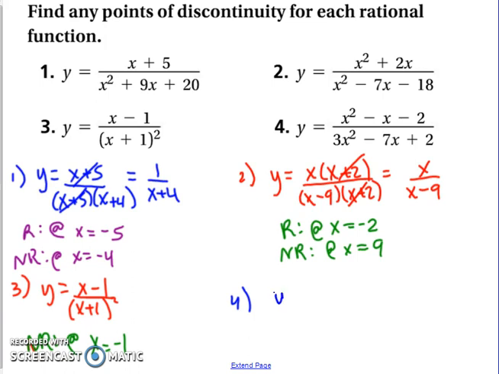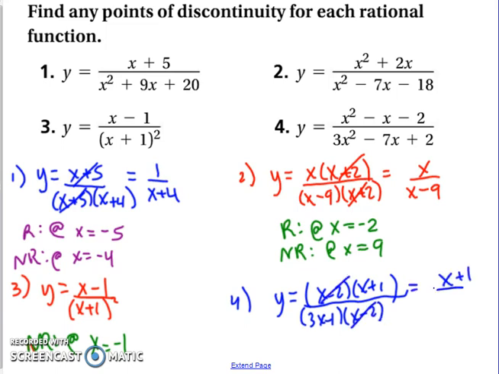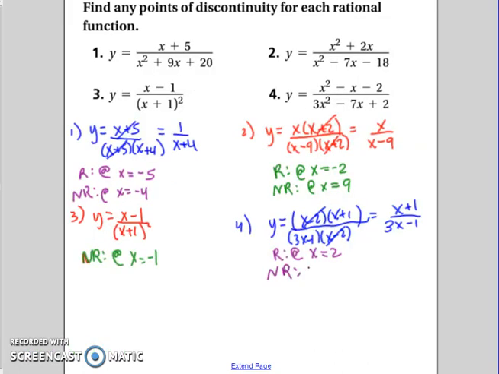And then with the last one, again, I'm going to factor. So I'm going to use -2 and +1. And then the bottom of this one, I have to do the long way because a is not equal to 1. So if you do it the long way, you'll end up with 3x minus 1 and x minus 2. So I can cancel out the x minus 2's, and I have x plus 1 over 3x minus 1. So I have removable at x equals 2, since I canceled out the x minus 2's. And I have non-removable at x equals 1/3, because 3x minus 1, if I set it to 0, I get 1/3.